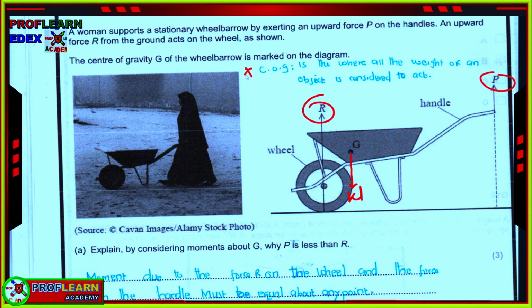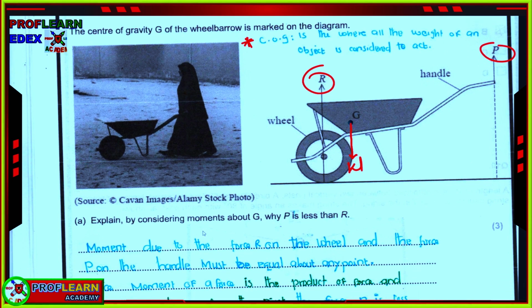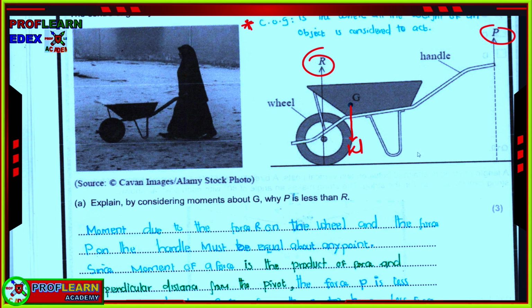Something that you need to remember is that the center of gravity is defined as the point where all the weight of the object is considered to act. This question might be asked: explain by considering moments about G why P is less than R. If you look at the distance from G to where R is, and the distance from G to where P is, P has a larger distance. So the force should be small so that the two moments can be equal.